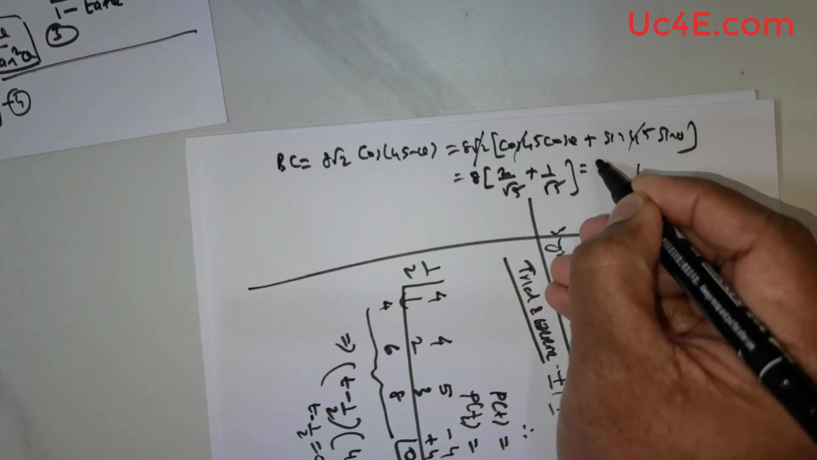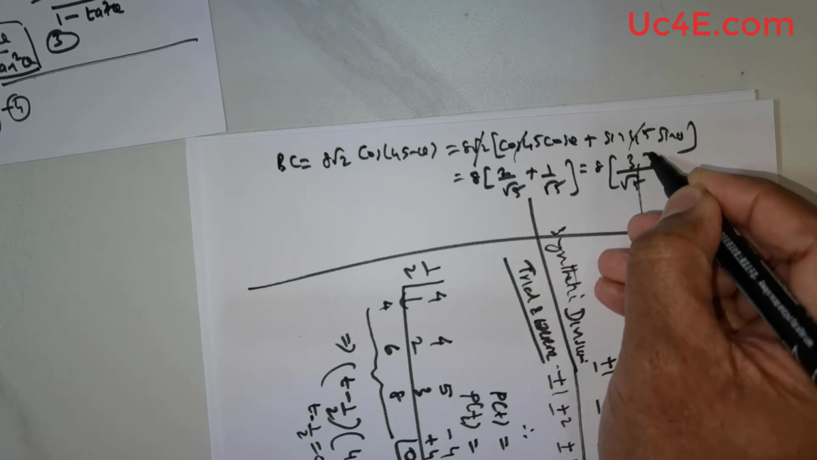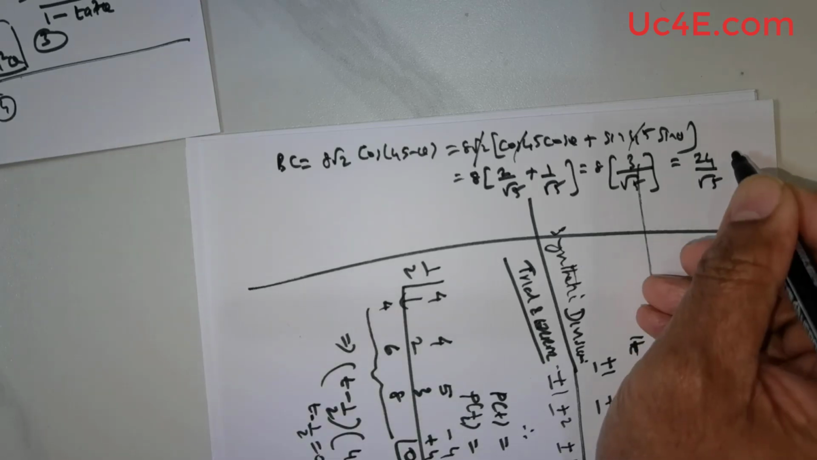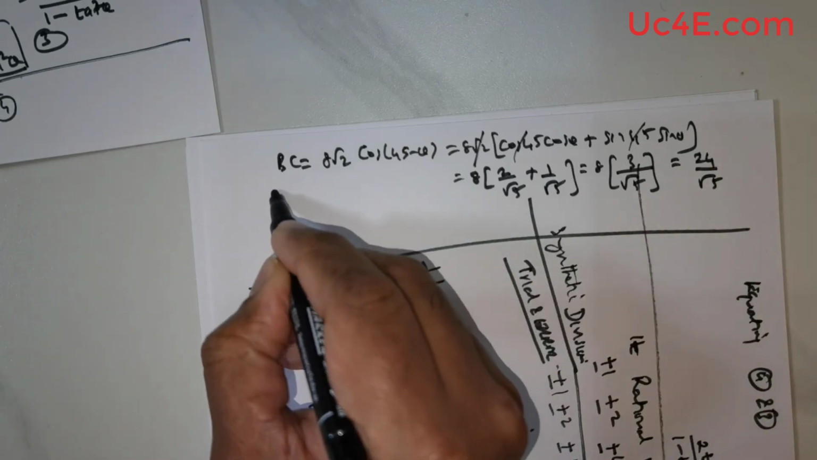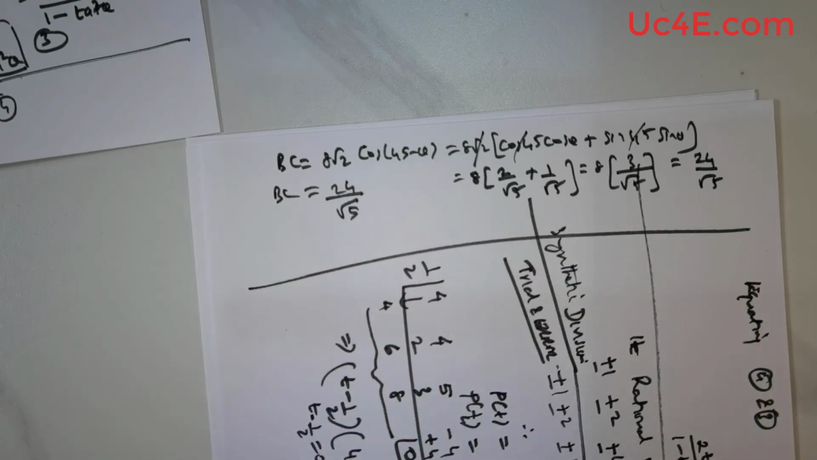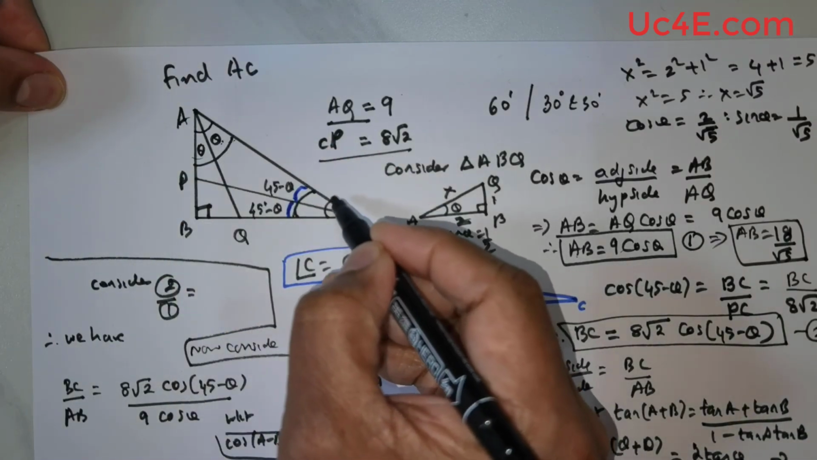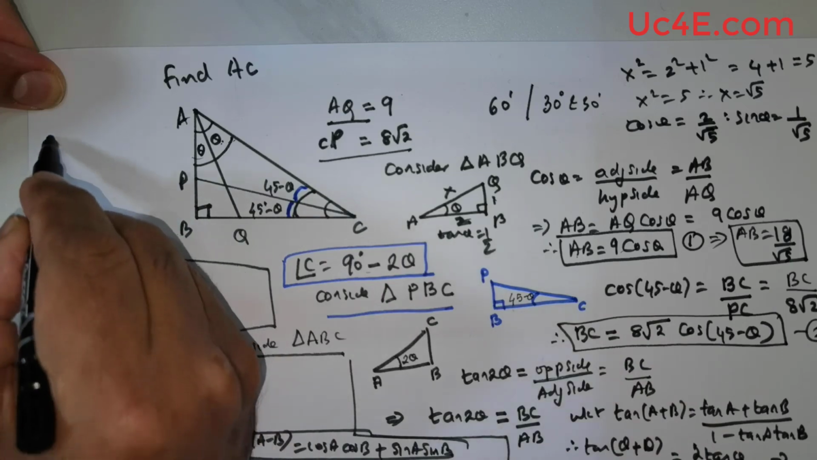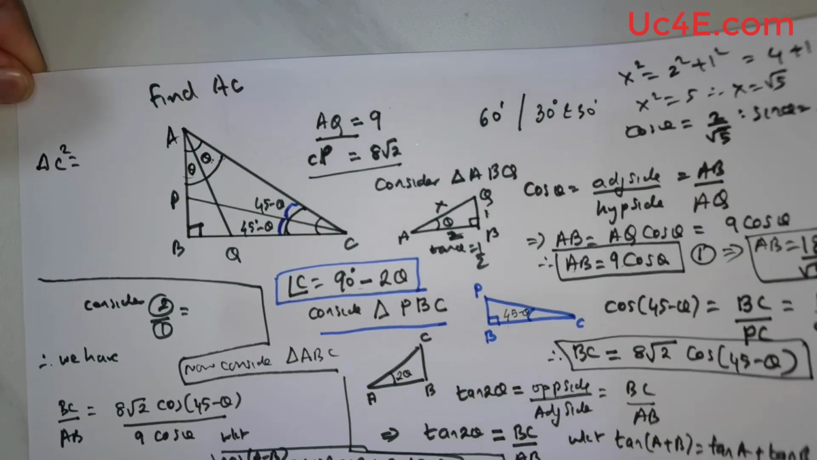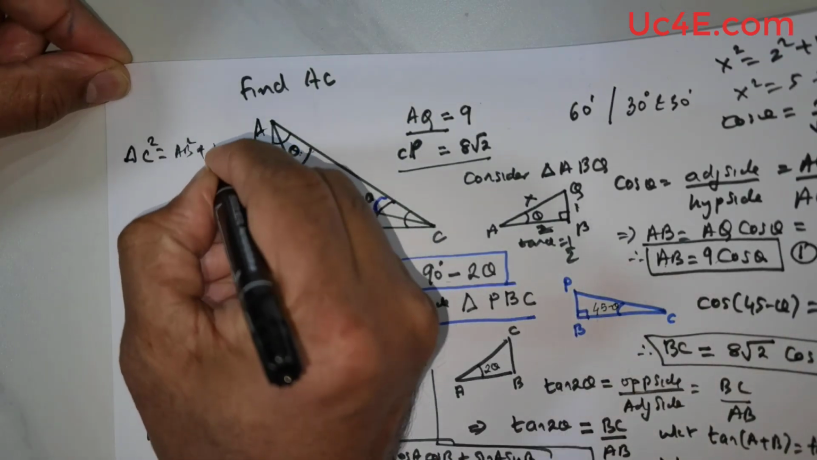So this is going to be LCM is going to be root of 5. 2 added with 1 is going to be 3. So 8 3s are 24 divided by root 5. This is going to be the value for BC. So BC is equal to 24 over root of 5. Okay, let's go back to the triangle. I needed AC, right? So let us use the Pythagorean property. So AC squared is equal to AB squared plus BC squared.